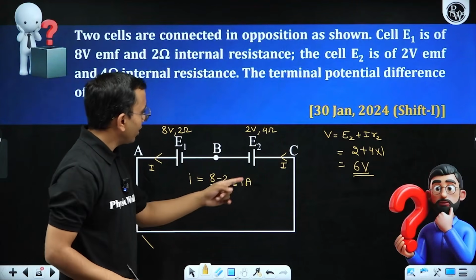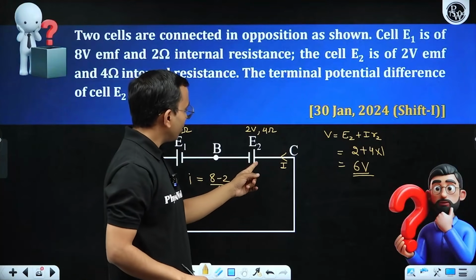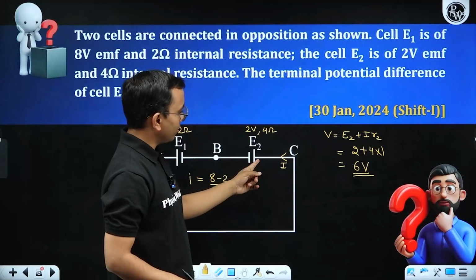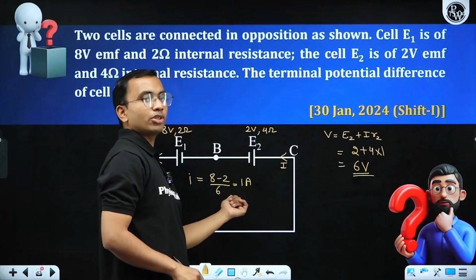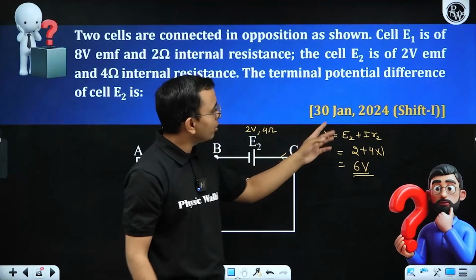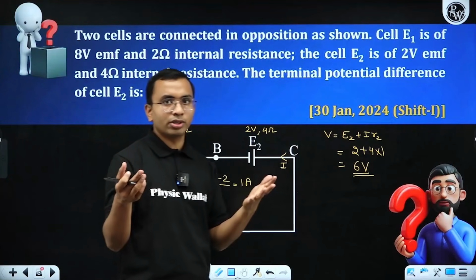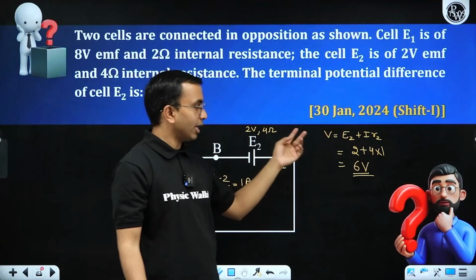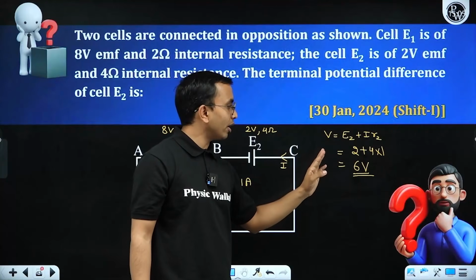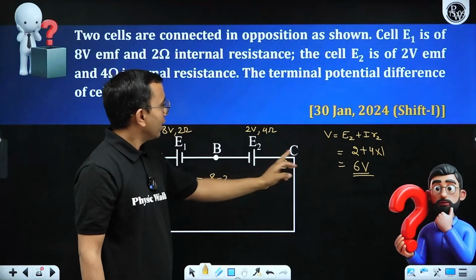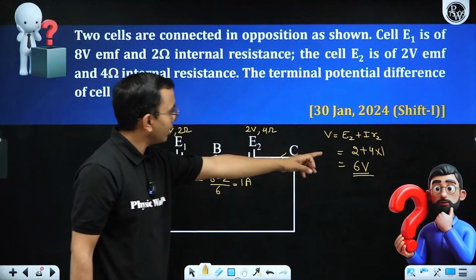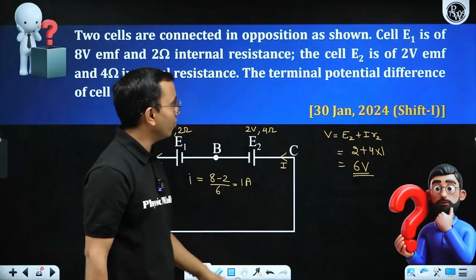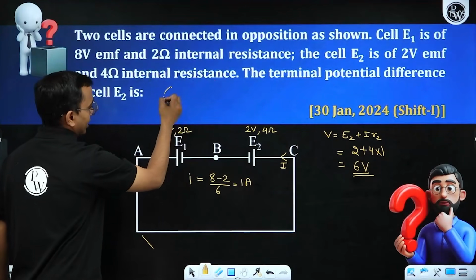When I'm moving from this to this, the drop across the cell is there, and across the resistance also the drop is there. Therefore, they are combining. So E2 plus I R2, or directly I say that the cell is charging, so V terminal is E2 plus I into R2. E2 is 2, and I got from here as 1, and R2 was 4. So this becomes 6 volt. So the answer comes out to be 6 here.